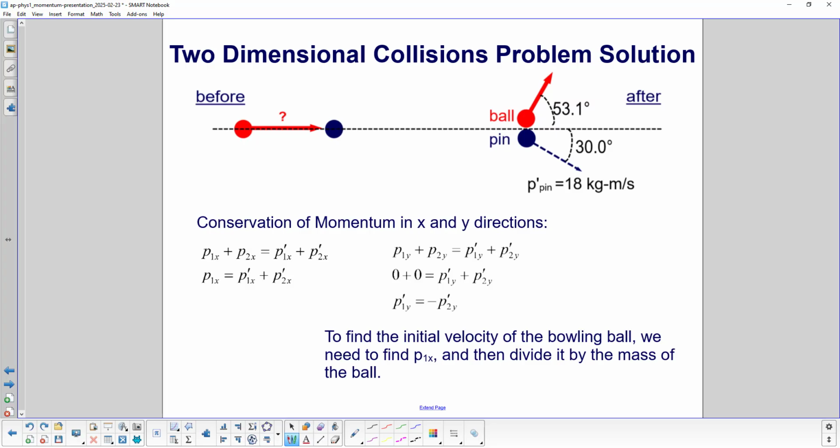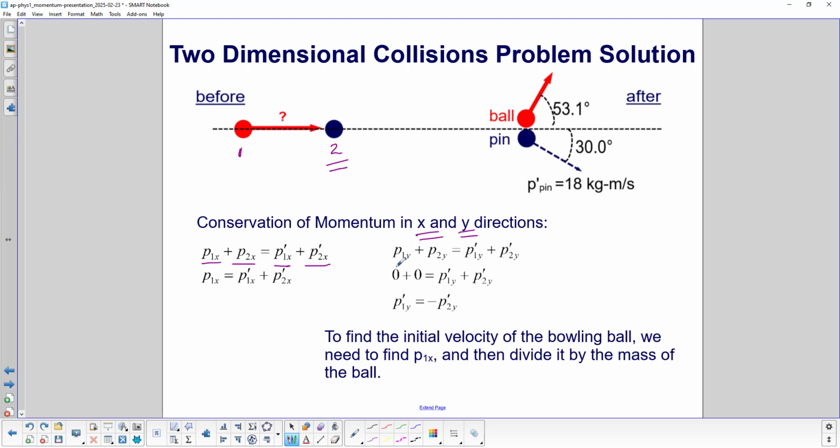Since there are no external forces specified, we will assume conservation of momentum, and it has to hold in both the x and y directions independently. So let's start in the x direction. We have p1x plus p2x equals p'1x plus p'2x, where this is 1 and this is 2. Now, p2x is equal to 0. Why? Because the pin is not moving. So this reduces to p1x equals p'1x plus p'2x.